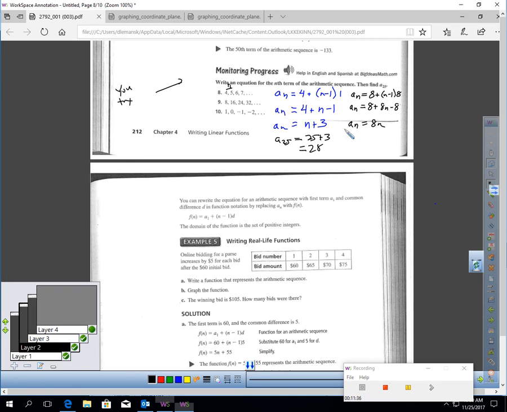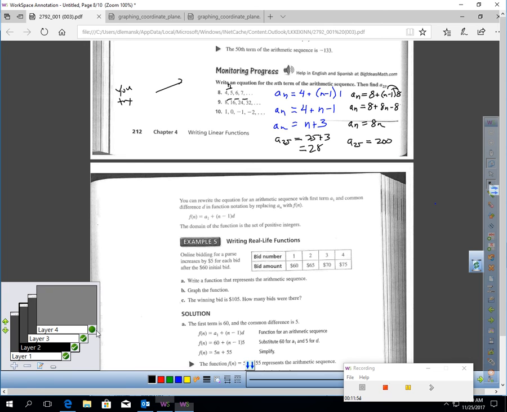For the next problem, the first term is 8. I'm adding n minus 1 terms, and can you see how the common difference is 8 each time? I keep on adding 8. Distribute, simplify. Okay, if I want the 25th term of the sequence, 8 times 25 would be 200.